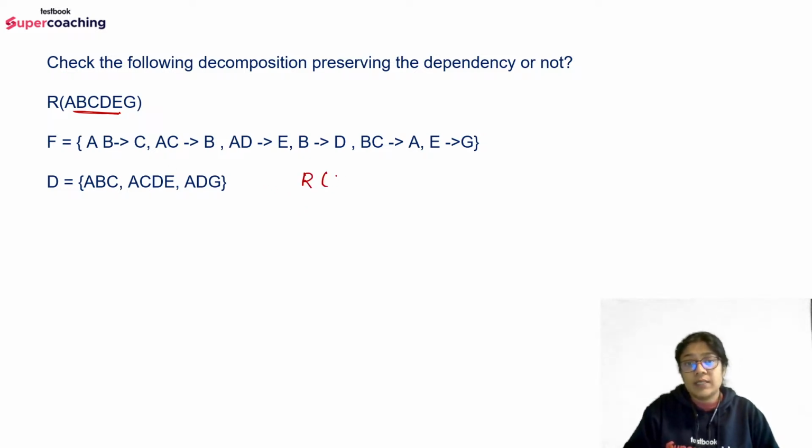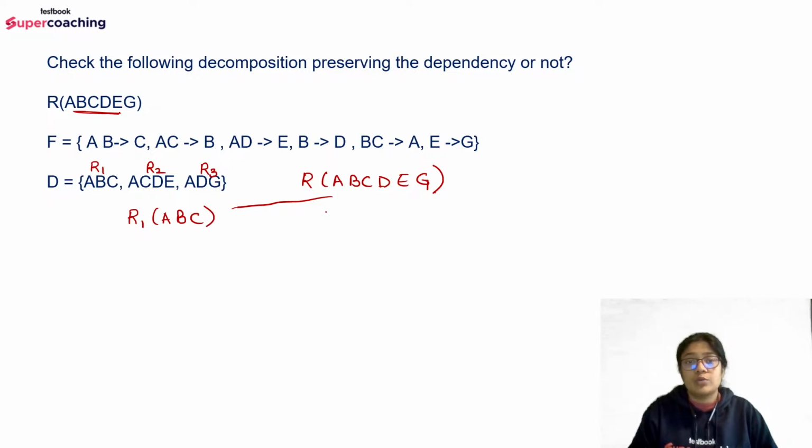Relation R having 6 attributes A, B, C, D, E and G. This is decomposed into 3 subrelations R1, R2 and R3. For R1 attributes are A, B, C. For R2 attributes are A, C, D, E. For R3 attributes are A, D, G.